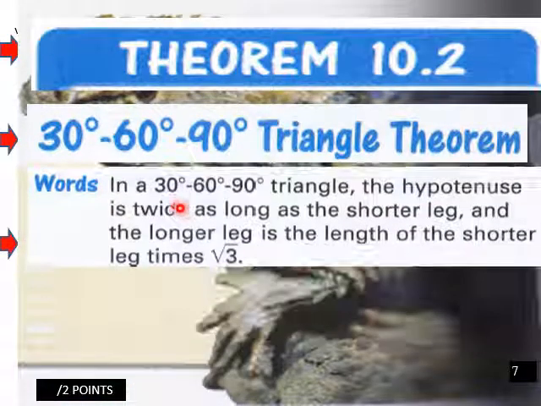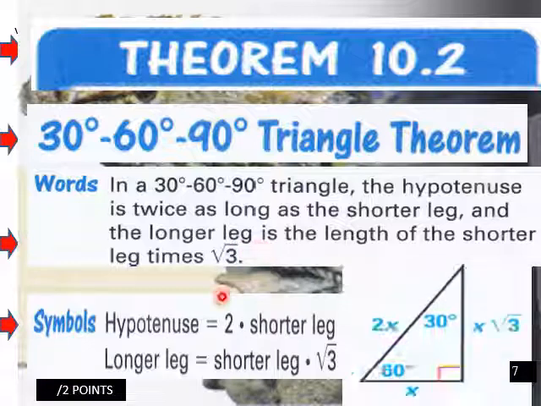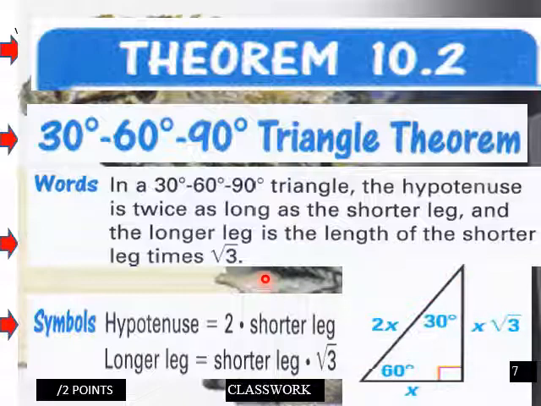Theorem 10.2, 30-60-90. The hypot is twice as long as the shorter leg, and the longer leg is the length of the shorter leg times square root of 3. So in this case here, using some symbols, hypotenuse is 2 times the shorter leg, 2x. Longer leg is the leg times square root of 3. So it's really based around x: 2x here, and then x times square root of 3 for your longer leg.